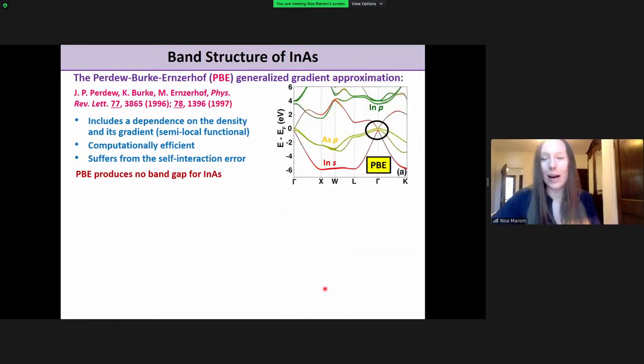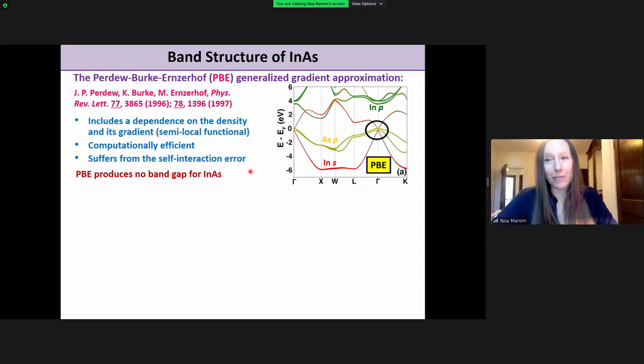So within DFT, we have different approximations for the exchange correlation functional. And one of the most popular approximations is the PBE generalized gradient approximation. And the reason it's popular is that it's very computationally efficient because of its locality. However, the problem with it is that it suffers from a problem called the self-interaction error, which is a spurious repulsion of an electron from itself.